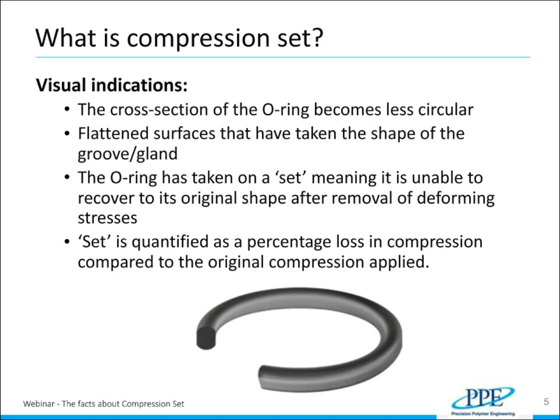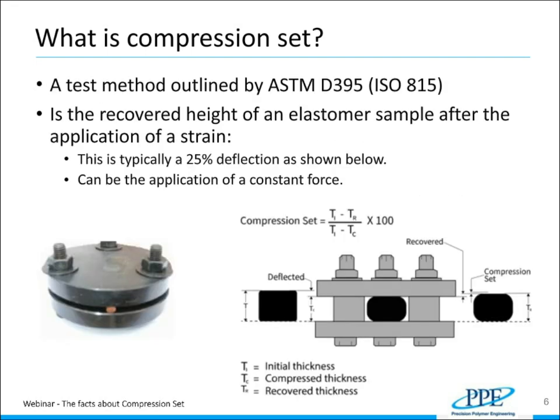So let's delve a little bit deeper into exactly what we mean when we say compression set. Often when people are referring to compression set or compression set testing, they mean the test method as outlined by ASTM D395. This is very similar to ISO 815. I'll touch on some of the differences between the two methods, but for the most part, when people refer to compression set testing, they're referring to the testing as outlined by ASTM D395. So what is this test method? How do you apply it?